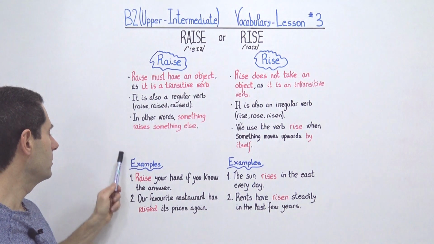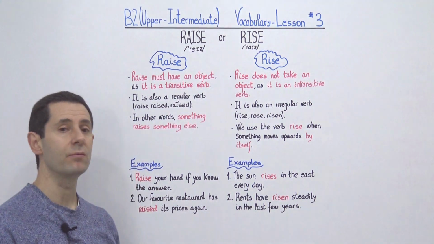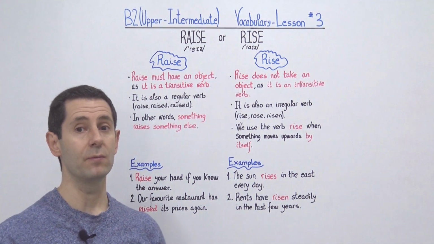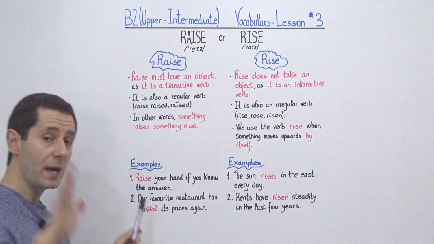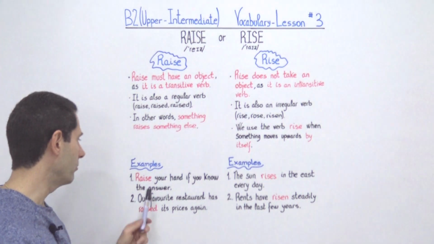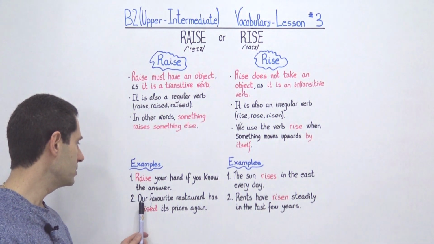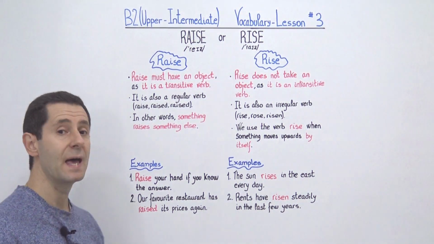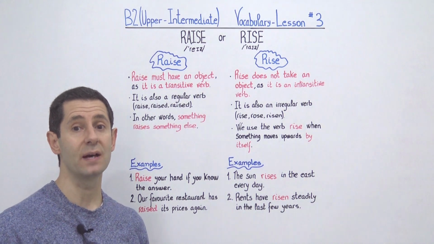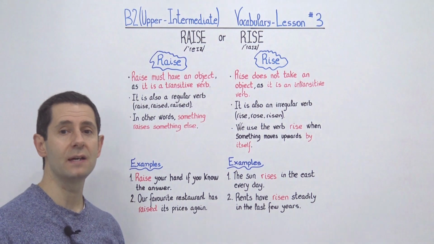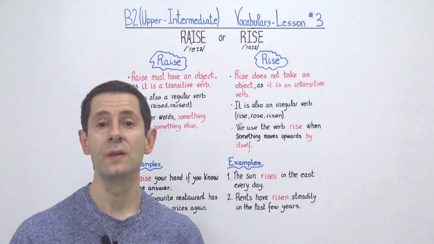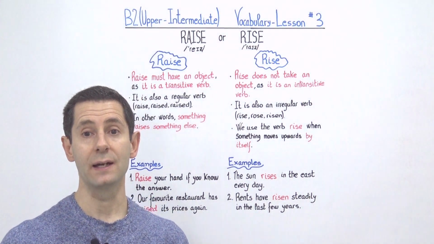Before I go into the examples, in other words, something raises something else. Why? Because again, you need an object. So now let's take a look at two examples. Number 1, raise your hand if you know the answer. And number 2, our favorite restaurant has raised its prices again. So that is in terms of raise. Remember, transitive verb, and it is regular and it needs an object.